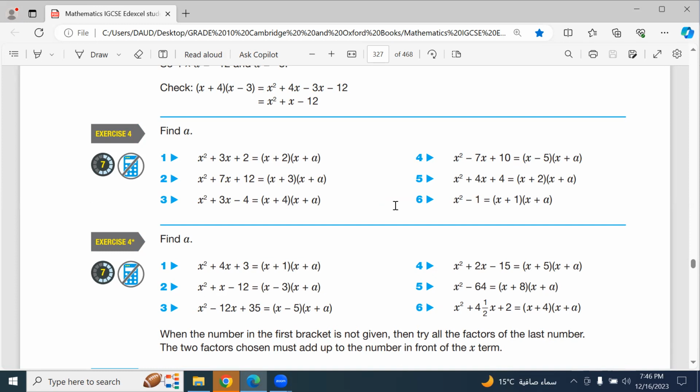So if you see question number 1, the left hand side is exactly quadratic form, and they made the right side x plus 2, x plus a. So we are looking for a equal to what? Once you make the left side exactly like the right side form, we will come to know what a is. So let's have a look.